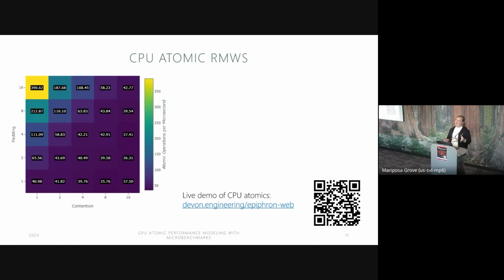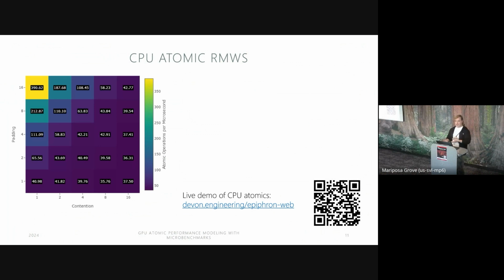So we look at a lot of these heat maps. I realize that I have to explain a heat map every time that I show it. In this case, the first parameter that I talked about, threads contending on the same location, we call this contention. Contention is what we sweep on the x-axis of this heat map. So you'll see as we increase contention, there's more threads attacking the same location.